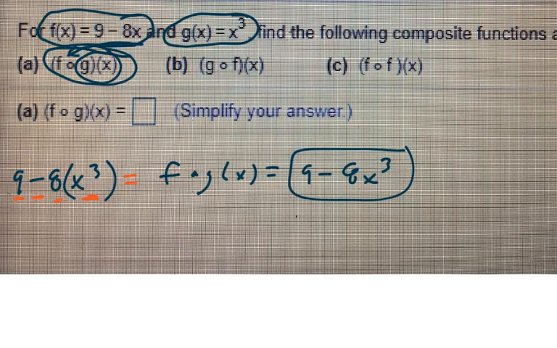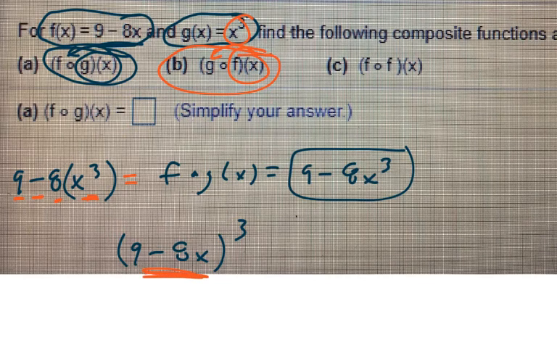Now, let's do g of f of x. What that means is f now goes inside of g. So I'm literally going to take f, here's f, and I'm going to put it inside of g. If g is x cubed, now notice I have that f function cubed.